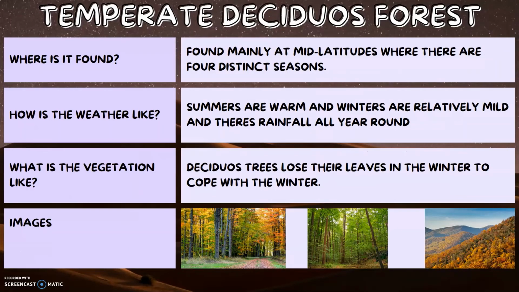Temperate deciduous forests are found mainly at mid-latitudes, where there are four distinct seasons. Summers are warm and winters are relatively mild, and there's rainfall all year round. Deciduous trees lose their leaves in the winter to cope with the winter.